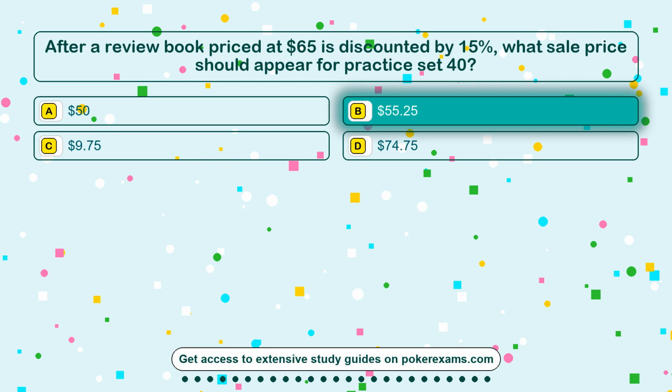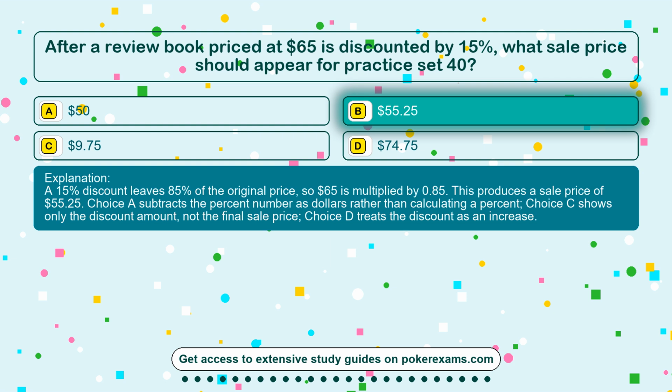The correct answer is option B, $55.25. A 15% discount leaves 85% of the original price, so $65 is multiplied by 0.85. This produces a sale price of $55.25. Choice A subtracts the percent number as dollars rather than calculating a percent. Choice C shows only the discount amount, not the final sale price. Choice D treats the discount as an increase.